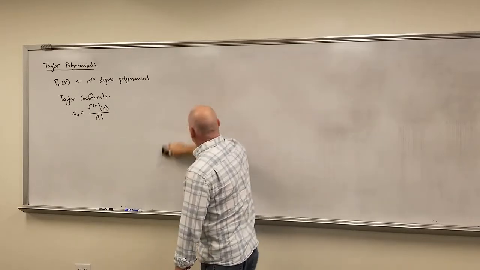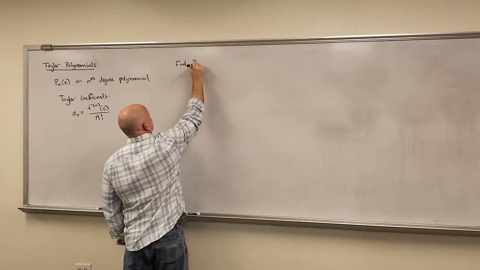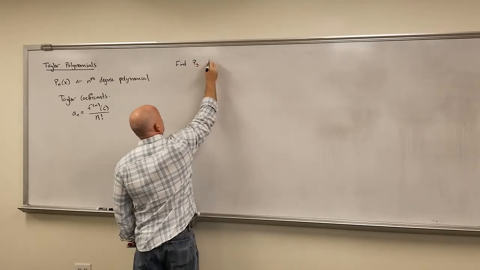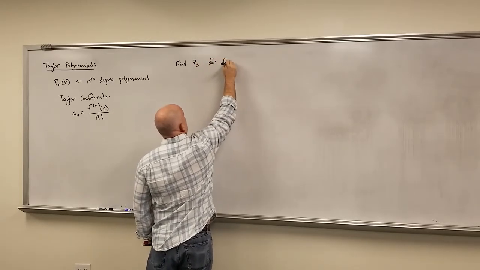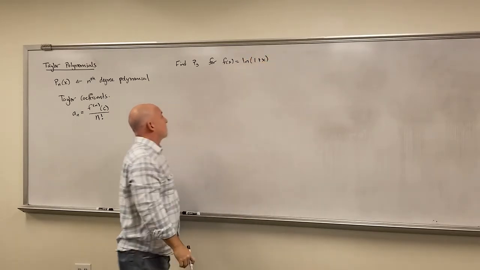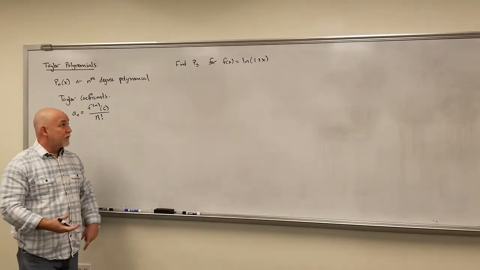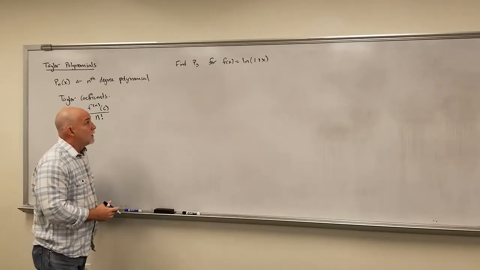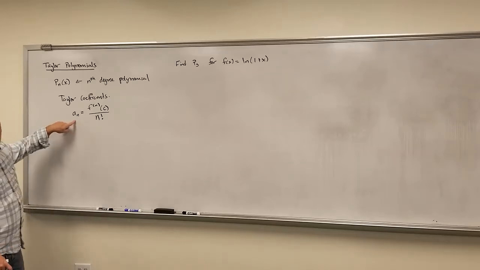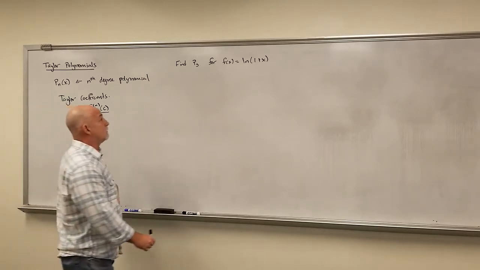Let's say we wanted to find, let's say, p sub 4. Let's do p sub 3 for the first one. It's a lot. Let's go p sub 3 for f of x is equal to the natural log of 1 plus x. Okay, so p sub 3, here's the way you need to think about it. We got to get all the pieces before we put it together. P sub 3 for this function means we're going to need a sub 3. A sub 3 has to do with the third derivative. So we might as well go ahead and find all the derivatives.